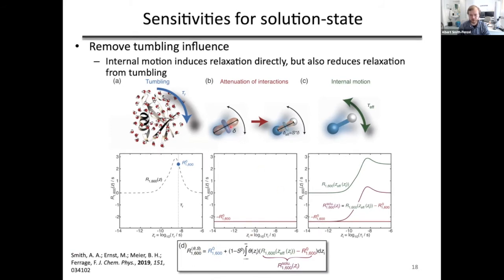And that adjustment comes from two factors. First of all, internal motion attenuates the size of the interactions. And so I decrease the relaxation due to tumbling from that attenuation. And internal motion induces relaxation itself. So I increase the contribution from the internal motion here. And I add these things together. I get a sensitivity. And with this sensitivity, I can also design detectors for solution state data, and I can remove the tumbling, and I can just analyze the internal motion.